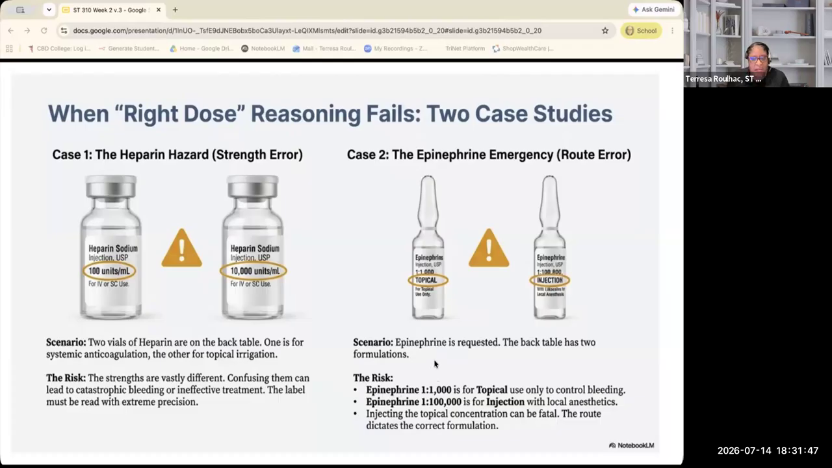Again, the medication is correct. Like we're using epinephrine. Most definitely we're using epinephrine. But this time, what changed? Exactly. The route is different.